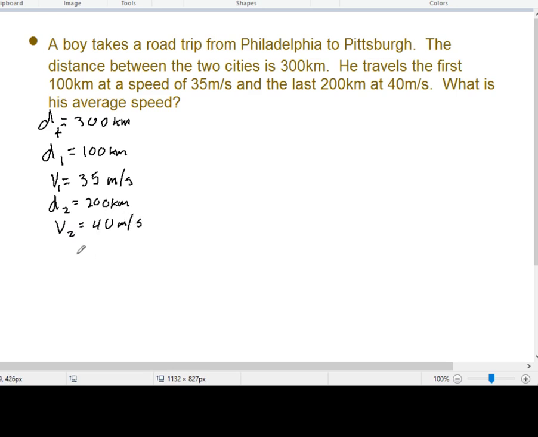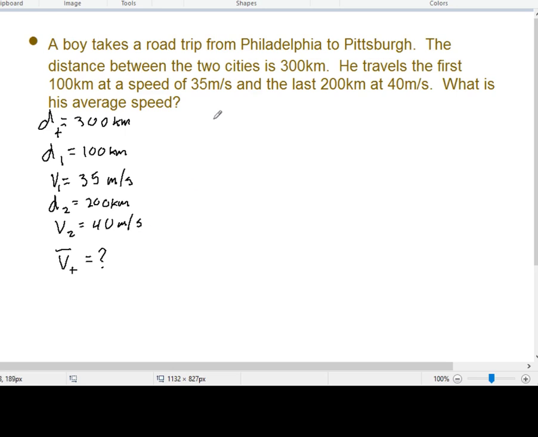And they want to know what the average speed was. So I'll just put it like that. That means the average velocity total equals question mark. I'm going to leave that there so my instructor knows that's what I'm trying to solve for. That's what I'm trying to find.